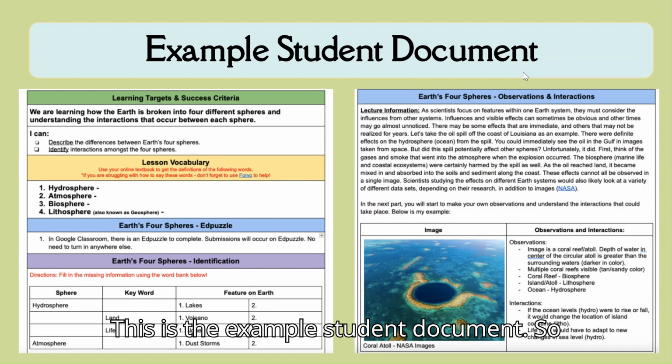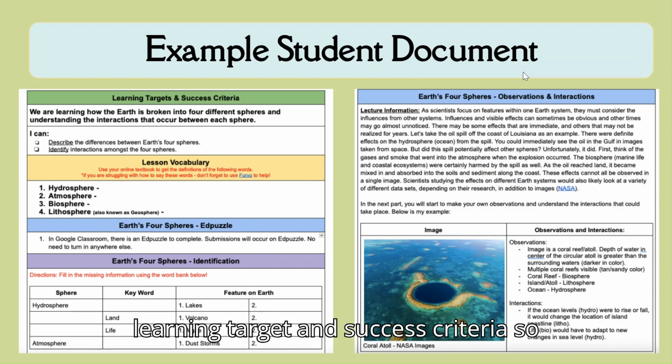This is an example student document. So at the top, my students will always see a learning target and success criteria, so they understand exactly what that week is broken down into. The next thing will be the vocab. And within the lesson vocab, you can see a small link there to Forvo. This is a pronunciation dictionary.